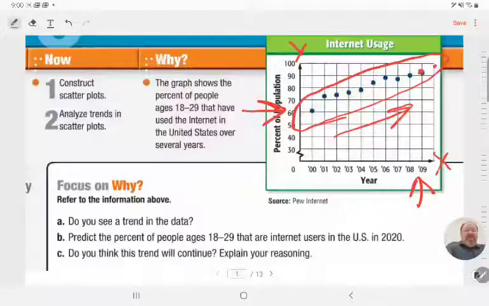And then, do you think the trend will continue? And explain your reasoning. Well, you should take a look at that and say, yes, based on the data, that it's going in a positive direction upward, it should continue. The other thing to think about is that more and more things are on the internet. For example, what we're doing right now. You guys are watching this video on the internet. So yes, the trend I believe would keep going up.